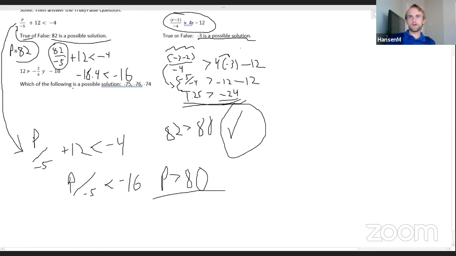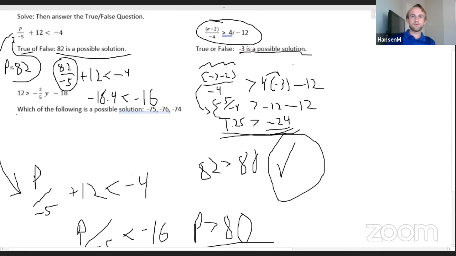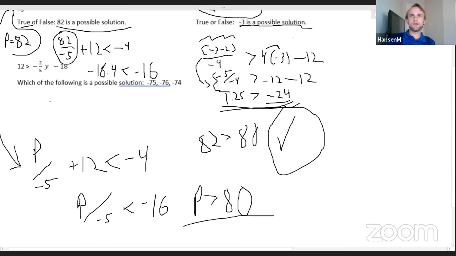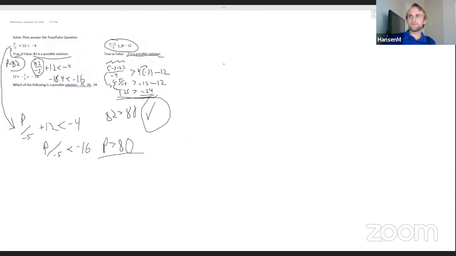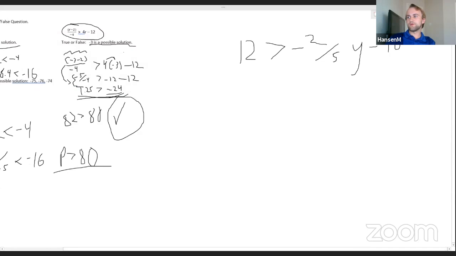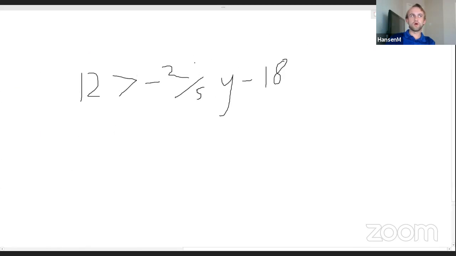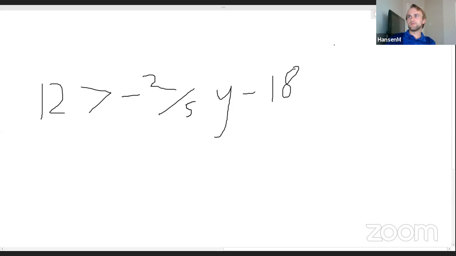So rather than solve that out, I'm going to move on to another question that I'm probably going to have to rewrite because I've made such a mess. So we're going to have something kind of similar. So we have another inequality that they've given us, and we have 3 numbers, and we want to determine which one is a possible solution. So they gave us -74, -75, and -76.